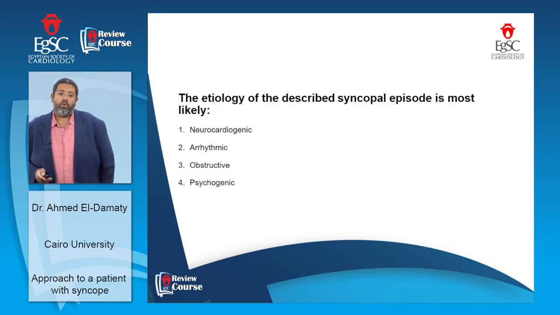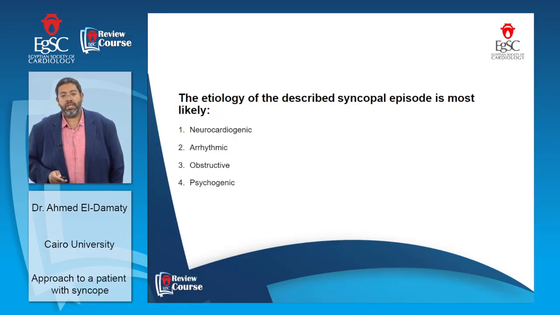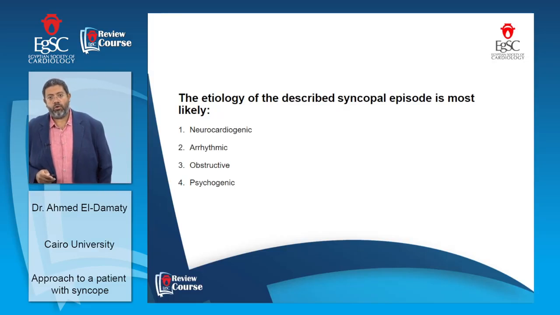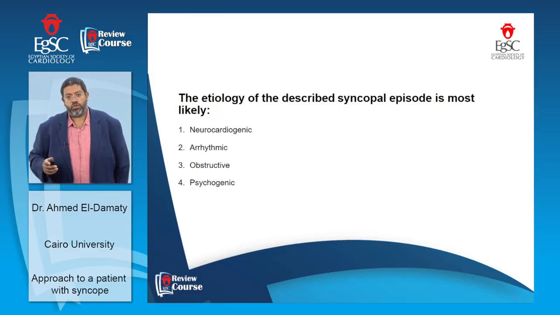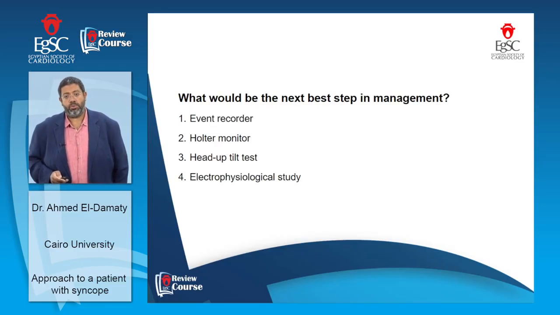So the question is, what would be the etiology of the described syncopal episode? And clearly, because of the fact that this patient has the substrate for arrhythmia, his syncopal episode could be arrhythmic in origin. However, there is a possibility that this symptom has been a neurocardiogenic syncope because of the fact that he was showering perhaps in a closed small room. So what's the next step? What would you do next in his management?